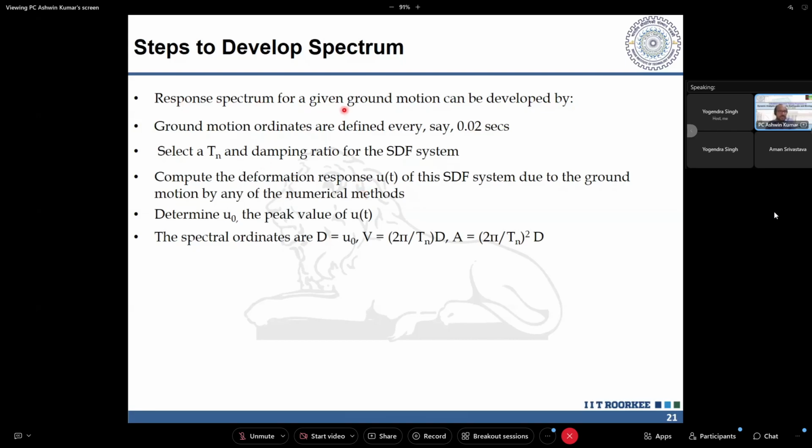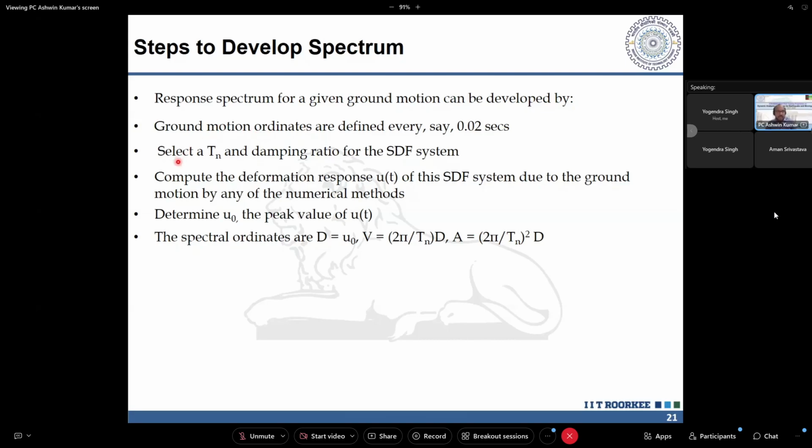A response spectrum curve for a given ground motion can be developed when the ground motion ordinates are defined at every 0.02 seconds, which means the accelerograph which measures the ground motion. You saw the El Centro ground motion was a duration of 30 seconds, but the accelerograph which measures that particular acceleration records the data at an interval of, let's say, 0.01 seconds, which means your 30-second ground motion right now has 3000 ordinates which are being measured by the accelerograph. So here, let's say 0.02 seconds we have that being measured.